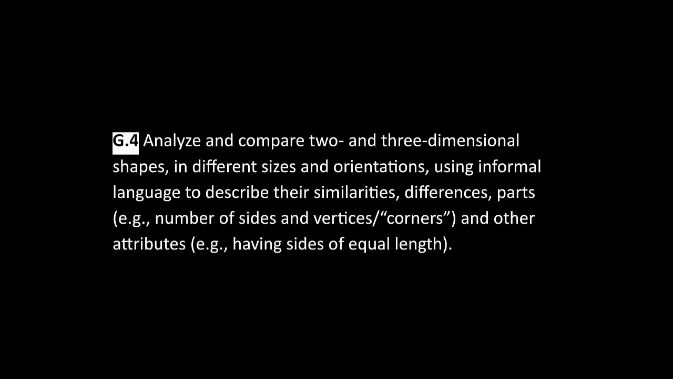In this video, we'll take a look at the kindergarten standard for geometry number 4. This standard asks that students be able to analyze and compare both 2- and 3-dimensional shapes, and they should be able to compare these shapes no matter their size or orientation. And as they do this, it's okay that students are using informal language to describe the similarities, differences, and parts of each shape.